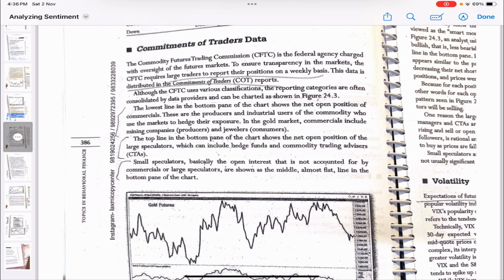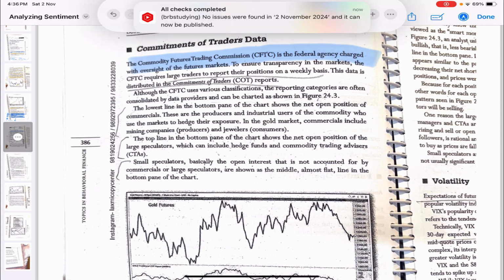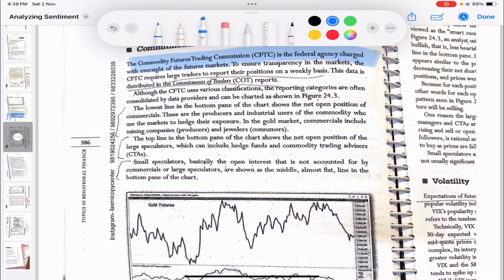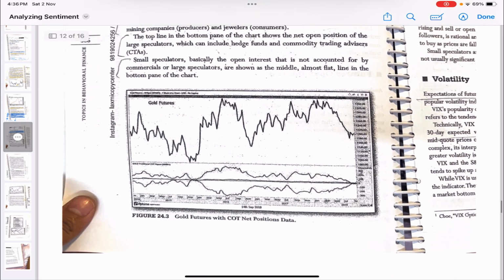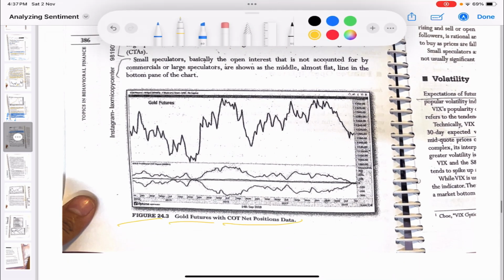This report is published on a periodical basis and it is very essential, and people use this data when they are taking any trades, whether in stocks or futures or any sort of instrument, including currencies or forex. The Commodity Futures Trading Commission is a federal agency. They ensure transparency in the markets and they require large traders to report their positions on a weekly basis. Although the CFTC uses various classifications, the reporting categories are often consolidated by the data providers and can be shown in the chart. So this is gold futures COT net positions data.